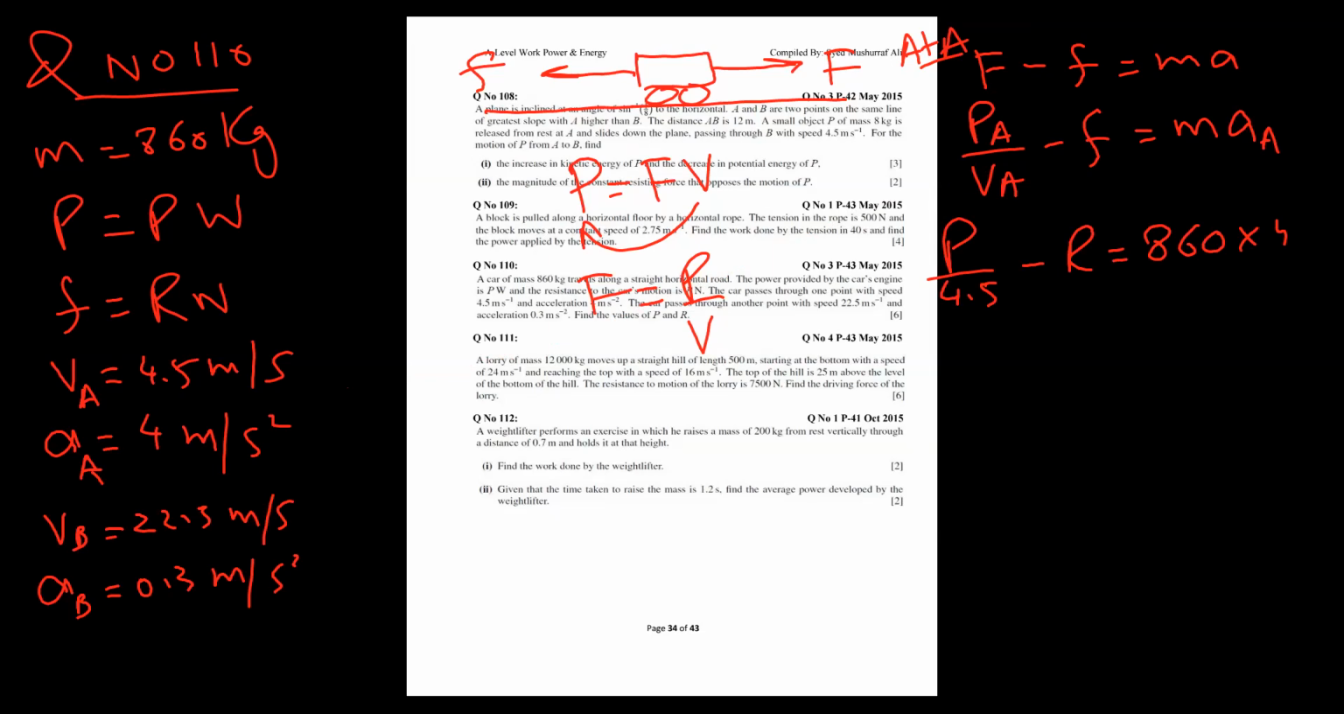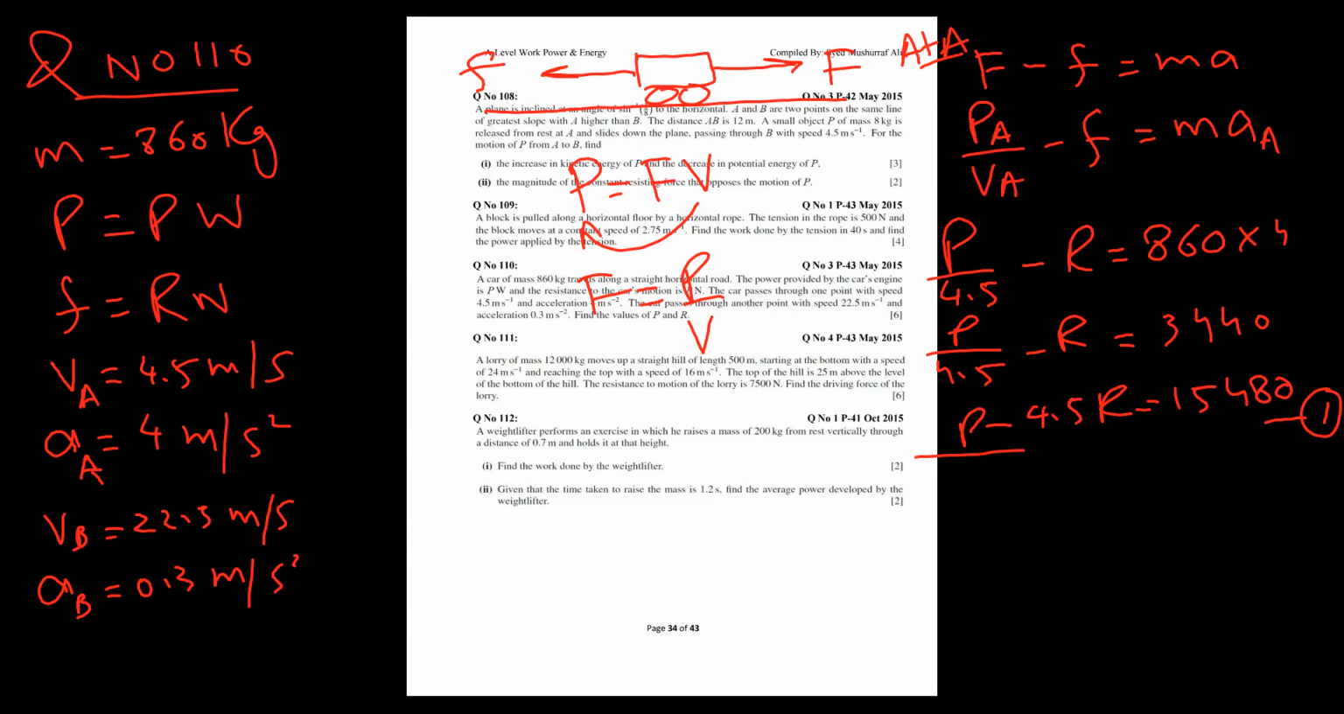Now I have to reshape it and get the answer. Step by step: P divided by 4.5, minus R, equals 3440. This 4.5 is in the denominator, so multiply the whole equation by it. It cancels here, gives 4.5R here, and 3440 times 4.5 turns out to be 15480. Equation number 1 is ready.